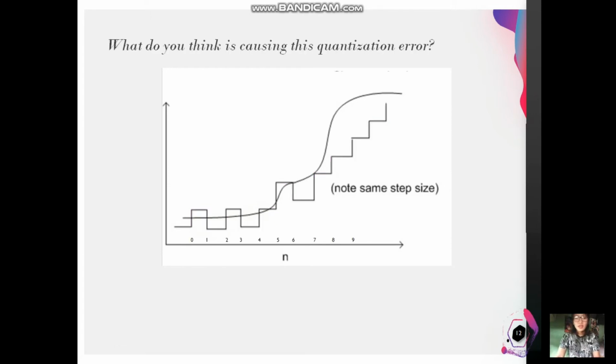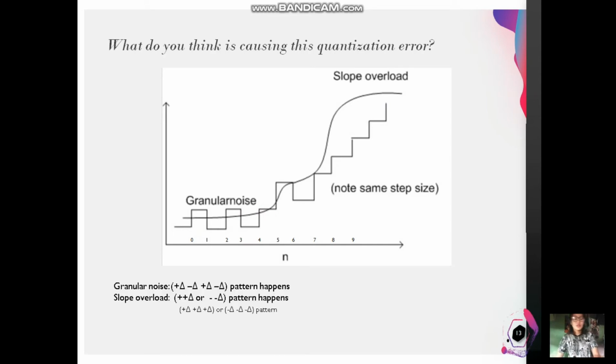Now, what do you think is causing the quantization error? That is the granular noise and the slope overload. Granular noise, because in this area we see a positive delta, negative delta, positive delta, and negative delta pattern. While in this portion right here, we only see plus plus plus delta, or in some cases negative negative delta. In this case, there is a slope overload. If this is happening, there is a problem in the quantization noise.